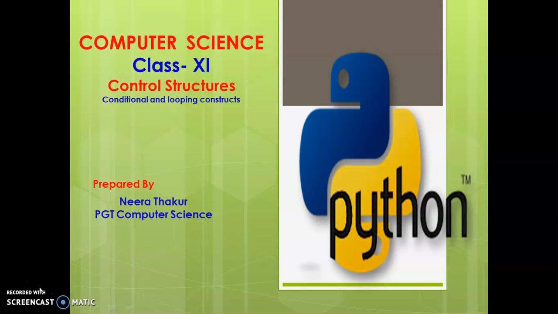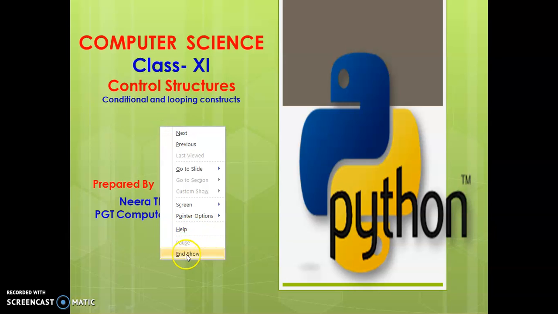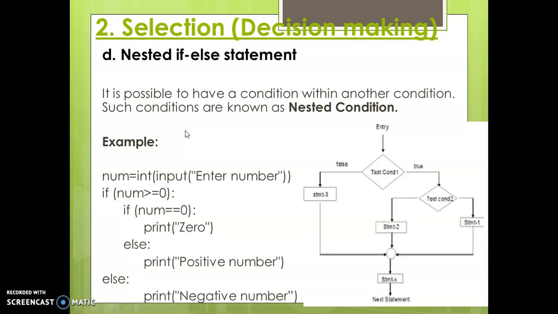In the previous topic, I discussed what a control statement is. We have discussed the flow chart and the use of the if statement and if else statement. Now I will discuss nested if, the selection statement with the nested if else statement.